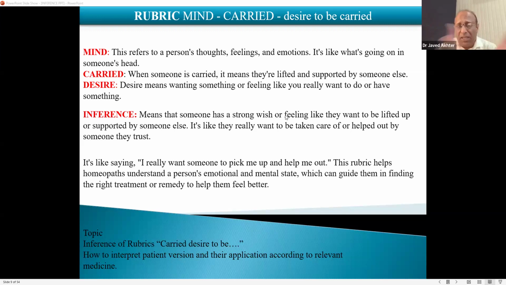So what is the inference of this rubric? It means that someone has a strong wish or feeling that they want to be lifted up or supported by someone else. They really want to be taken care of or helped out by someone they trust. It's like saying, I really want someone to pick me up and help me out. This rubric helps the homeopath understand the person's emotional and mental state, which can guide them in finding the right remedy to help them feel better.